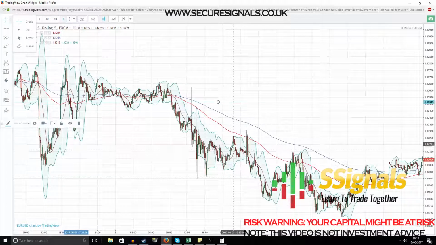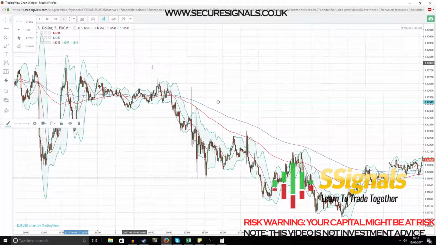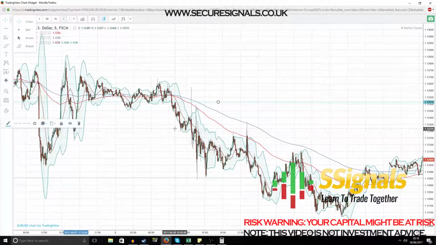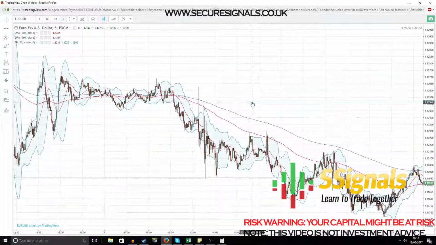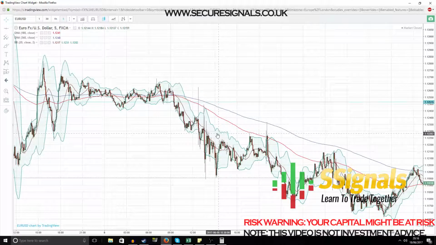But if I look here for example, and here, you can see it closed above the Bollinger Band, hit one of the EMAs, and just went all the way back down. So what you're going to do is, because it's on the 5 minute chart, you want your trade to be about 4 to 6 candles long. So that's about 20 to 30 minutes due to it being a 5 minute chart.